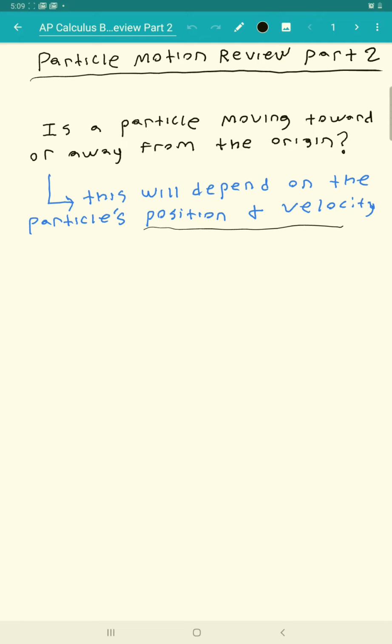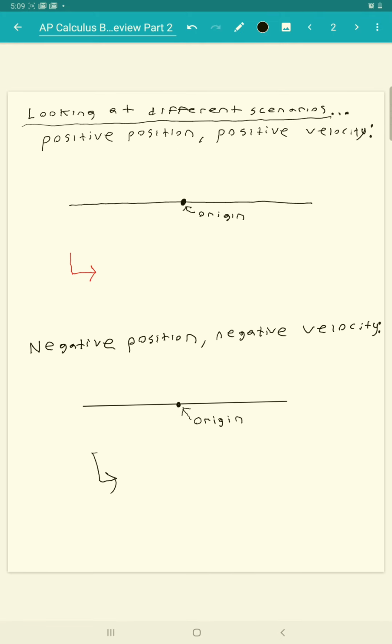The first of these concepts being, is a particle moving toward or away from the origin? And as we will see, this will depend on the particle's position and velocity, specifically what the signs of the position and velocity are. So let's look at a few scenarios of this.